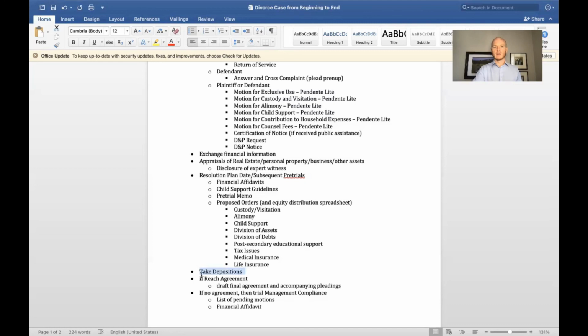Now, there are some other steps as we get closer to trial. If we're getting closer to trial, we oftentimes will want to take depositions. And sometimes you'll take depositions before any of the settlement discussions. So a deposition is basically an out of court conversation, for lack of a better term, with the party on the other side. So if I'm representing a husband, I may want to take the deposition of the wife to get a full understanding of the background of their case.